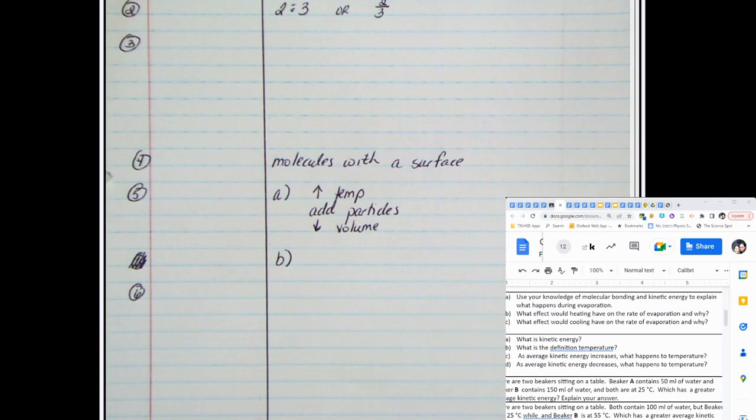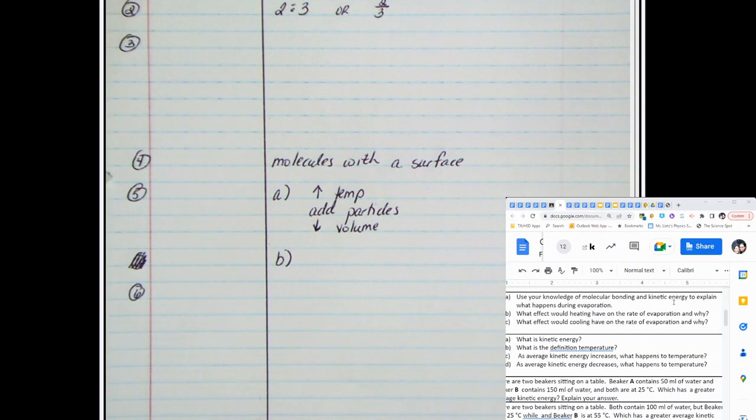Making it go faster. Kinetic energy is energy that is based on motion. So the faster something is going, the more kinetic energy it's going to have, the more energy it has. All right? So we're going to add energy. The question was, use the knowledge of molecular bonding and kinetic energy to explain what happens during evaporation.